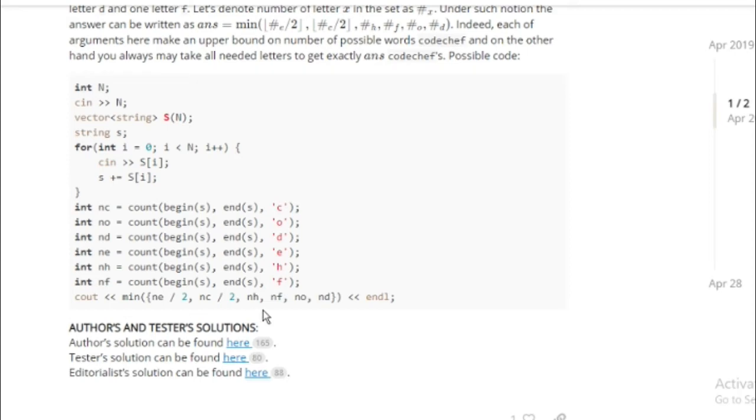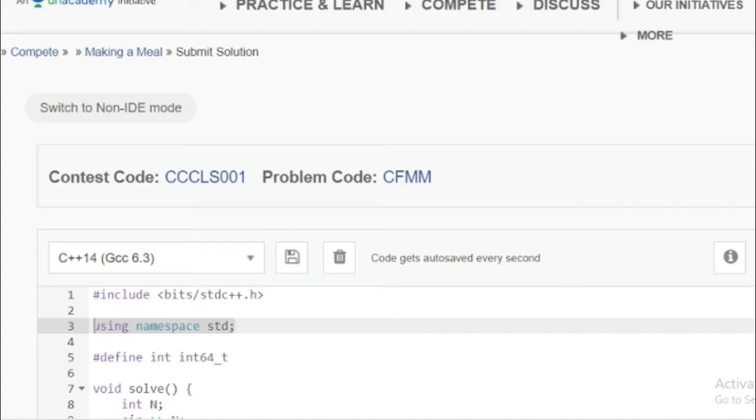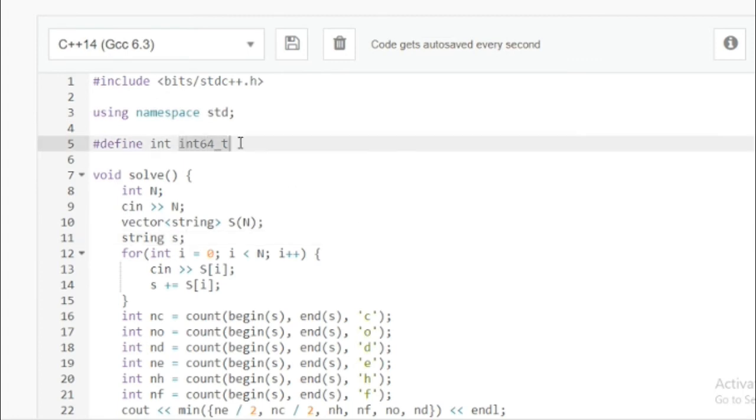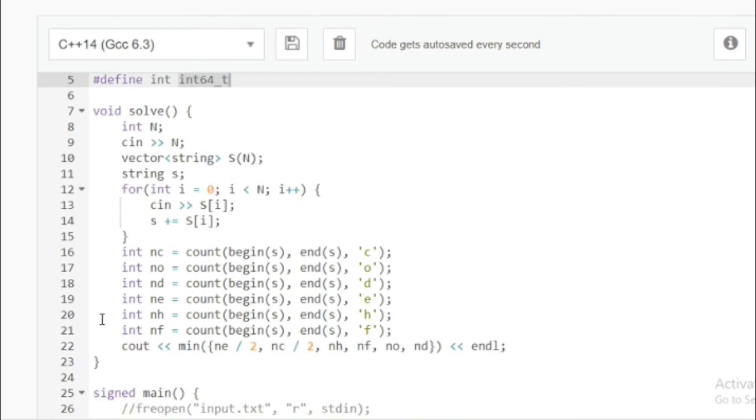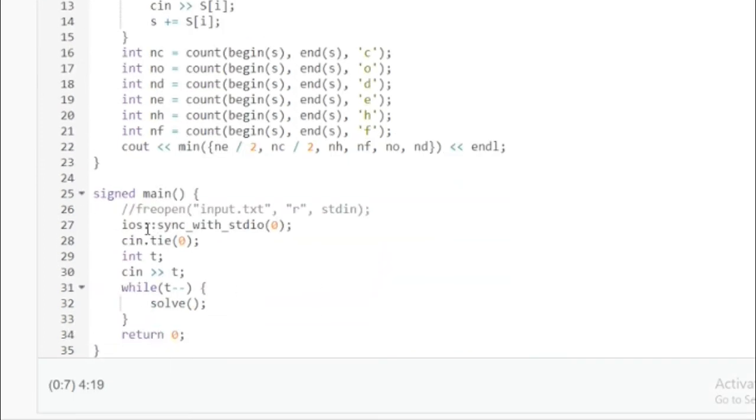And you can see the author's and tester's solution, the editorial solution. These are all solutions. Okay, so first of all, let's understand the solution of this problem. So #define int as 64-bit, we are denoting int as this. Okay, this is the function void solve. First of all, we go to the main part, because from here only we will travel back to here when they say calling a function.